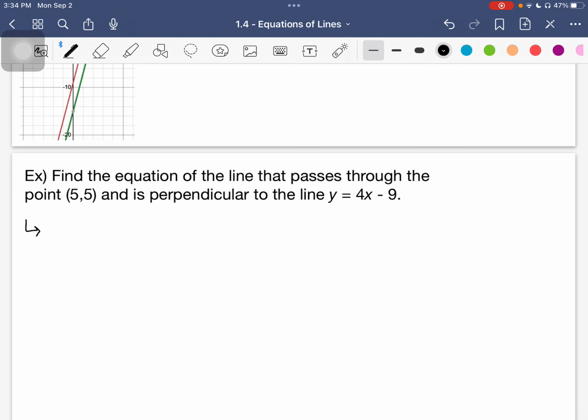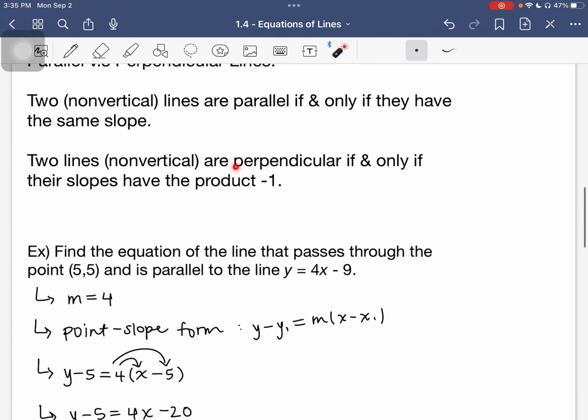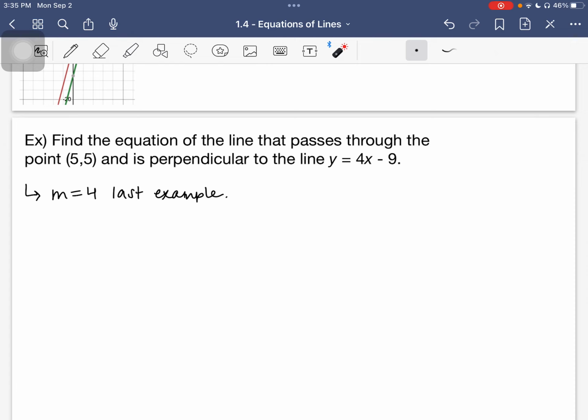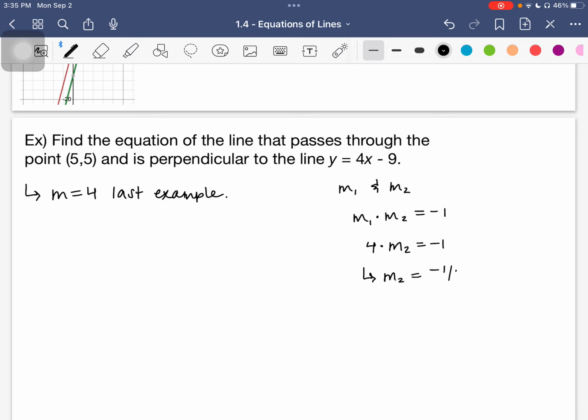So remember, our slope was equal to 4 from our last example. And by the definition of perpendicular lines, two lines will be perpendicular if and only if their slopes have a product of -1. So if we multiply the slopes, we should get -1. So let's say we have two lines with slope m1 and m2. If we were to multiply m1 by m2, their product should be equal to -1. So our first line is y equal to 4x minus 9, and that slope is 4. So we have 4 times our second slope should be -1. So if we solve for m2, our second slope, we get -1/4.